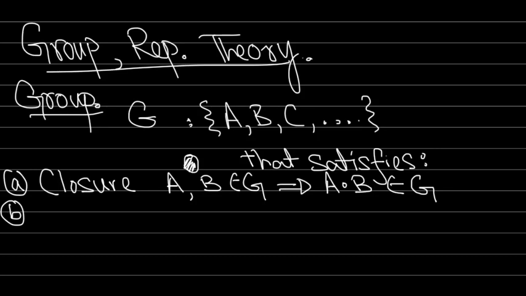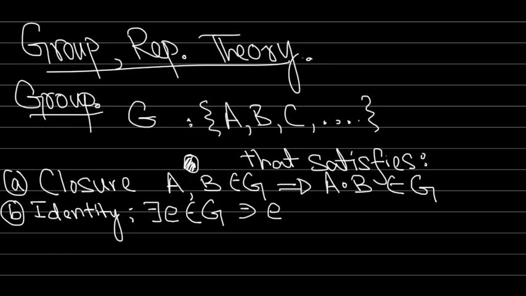Okay, and secondly, you have identity. So there has to exist an identity, such that there exists some identity E that belongs to the group G, such that when you take the composition E with A, it is the same as if you were to take the composition of A with E, which is the same as A itself. And this is, of course, for all A that belongs to the group G.